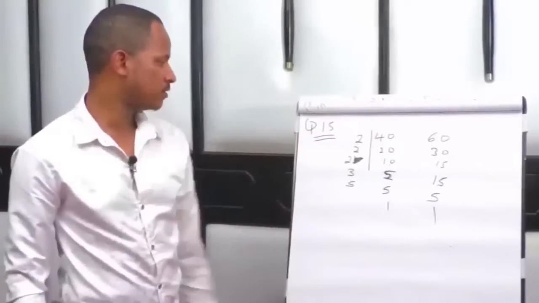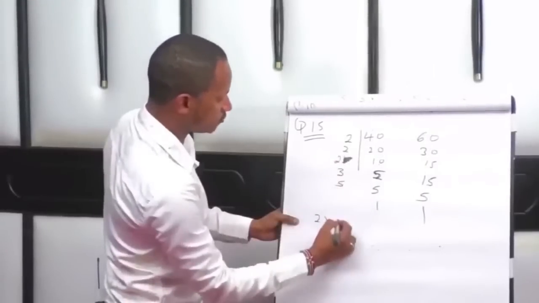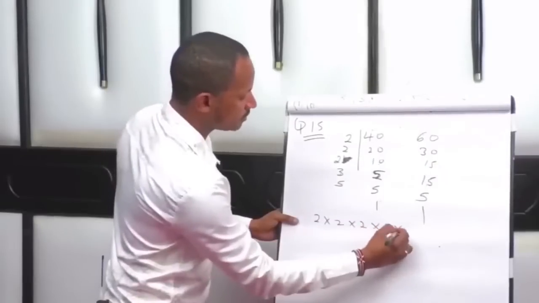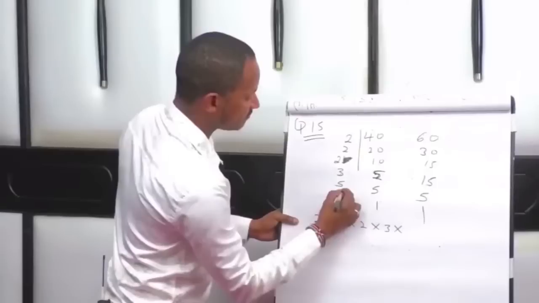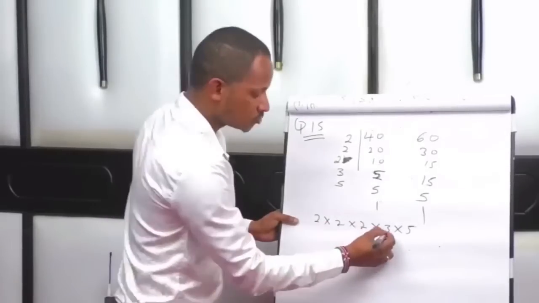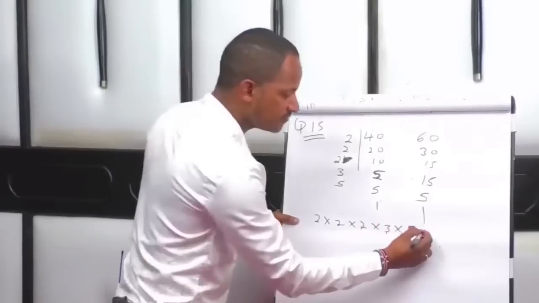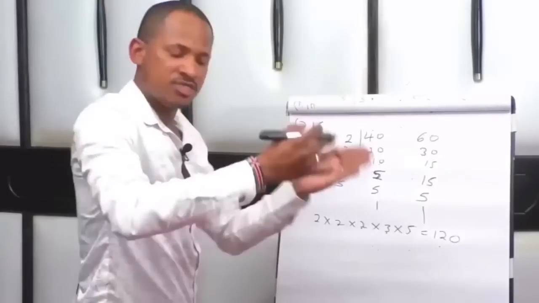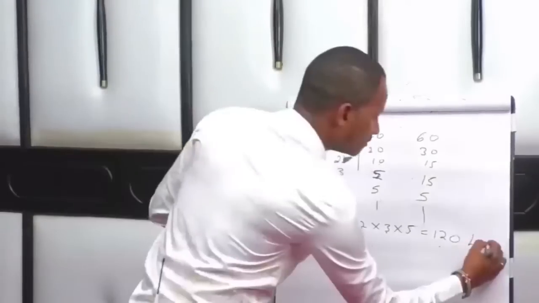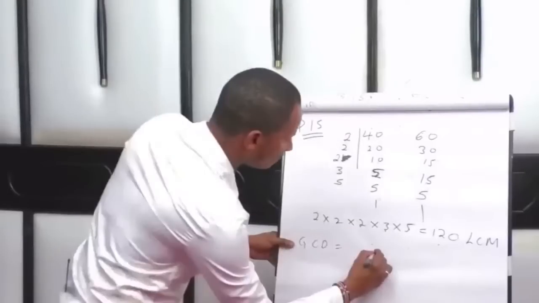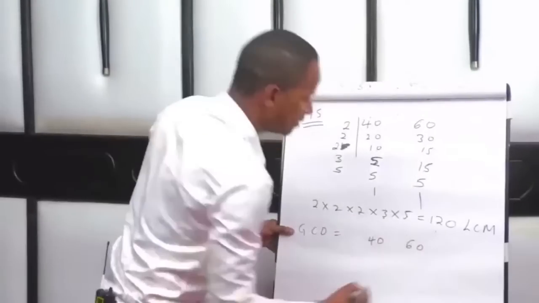Therefore, you just multiply 2 times 2 times 2 times 3 times 5. 2 times 2, 4. 4 times 2, 8. 8 times 3, 24. 24 times 5, 120. This is the LCM. Then get the GCD of 40 and 60.